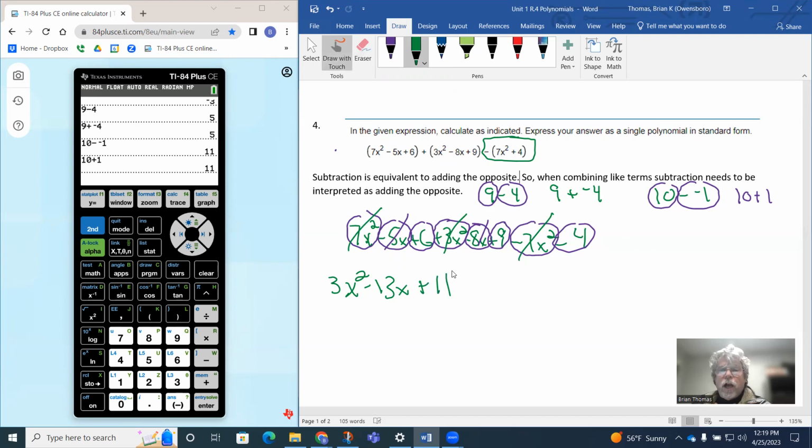So that's how I would approach this: remove the parentheses of the last term involving subtraction, then bring down the rest of them, and then just start combining like terms by adding those coefficients together.